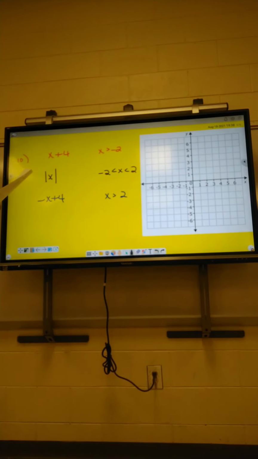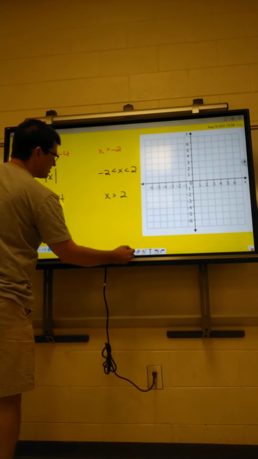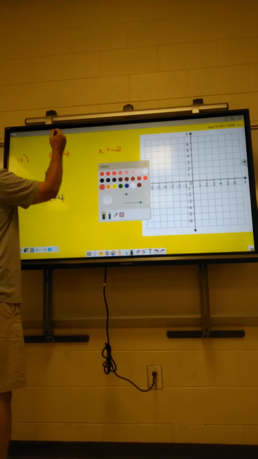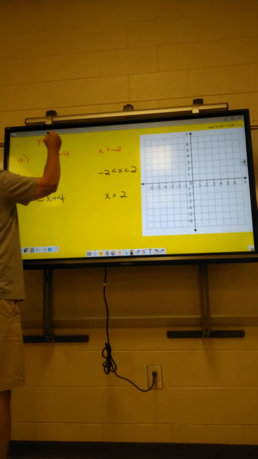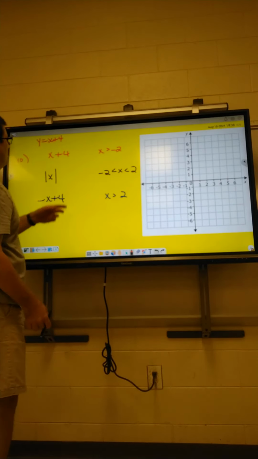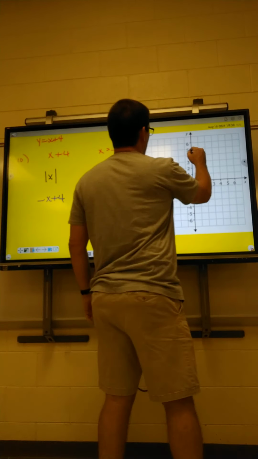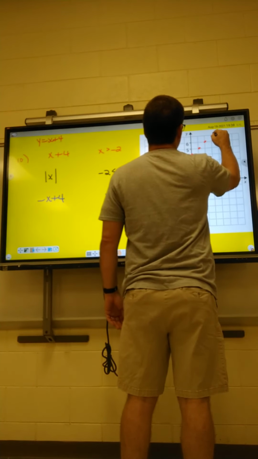All right, so this one's basically separated into 3 separate problems. First, when you see x plus 4, it's like y equals x plus 4. Just graph it by rise over run. So I go up 4, up 1 over 1.